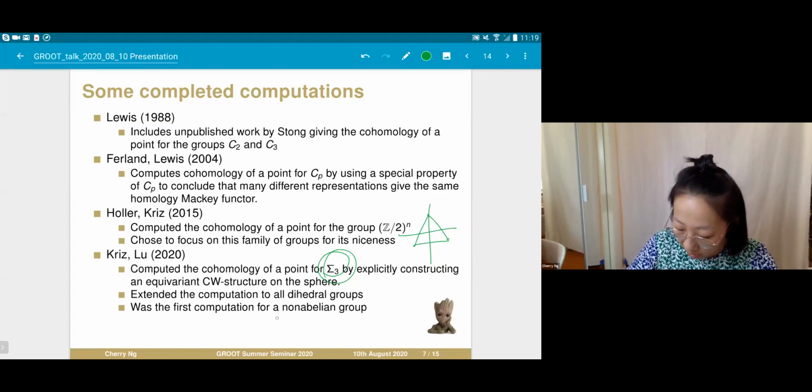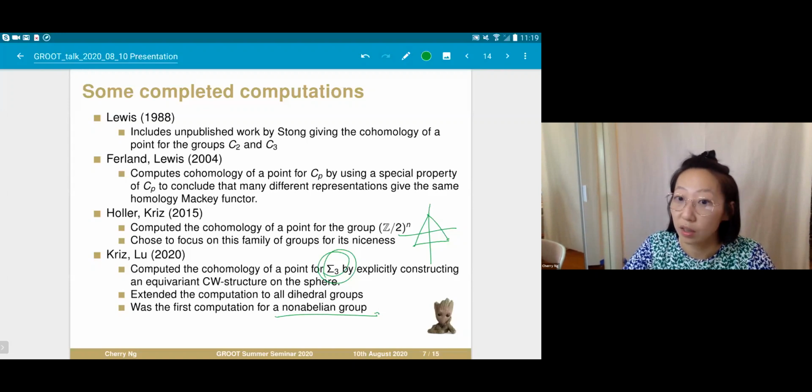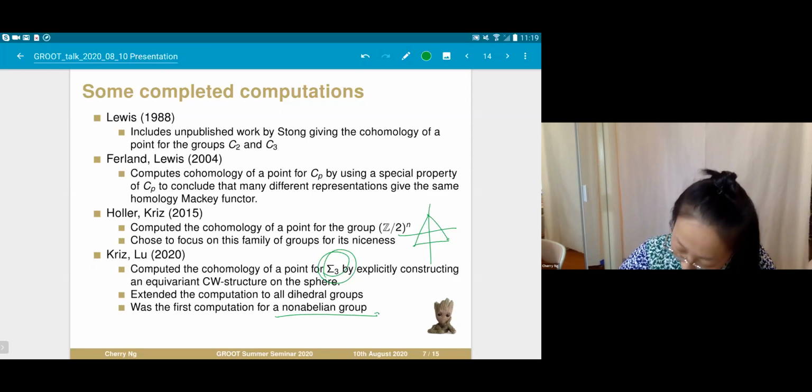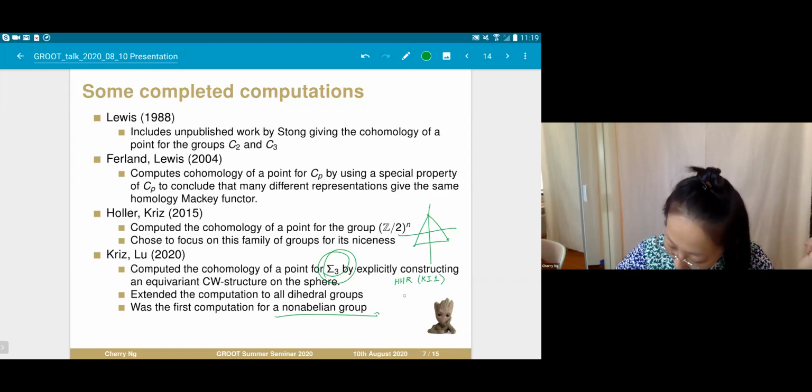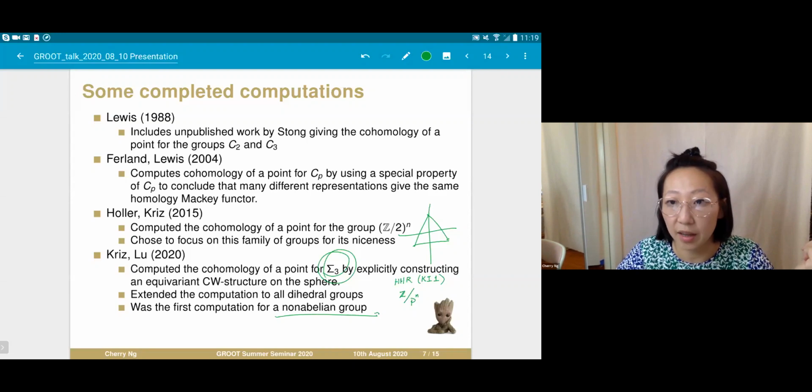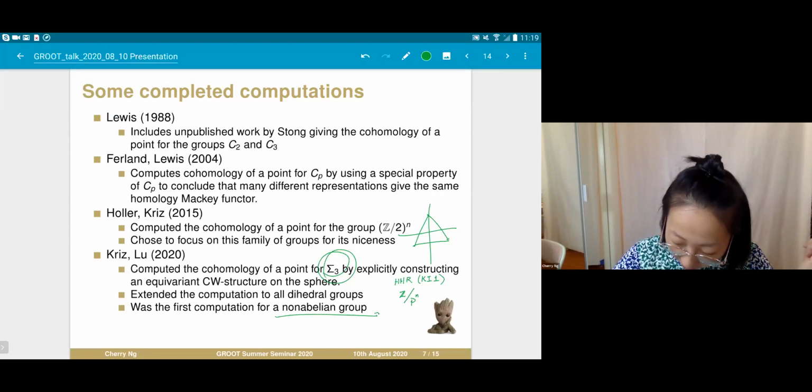And this is the first one that I've seen that is for a non-abelian group. There's also, like I mentioned before, maybe I can jot it down here, in that Hill-Hawkins-Ravenel paper, they also extend the computations for Z mod P to the n. But I ran out of space on this slide, so I just squeezed it in right there.